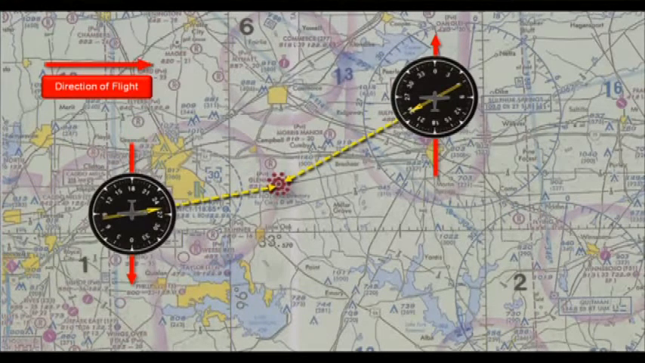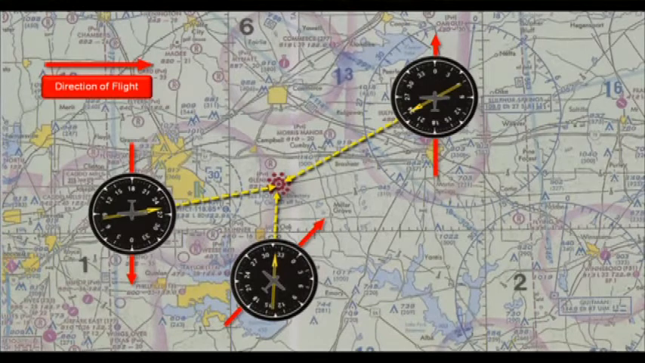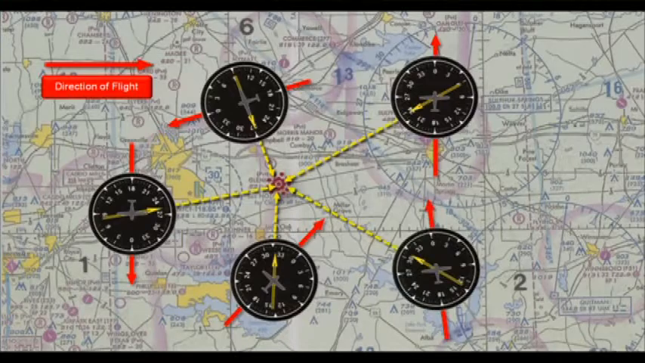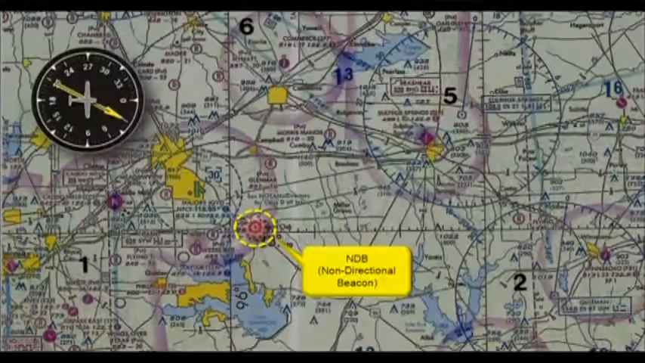Here it is heading northeast, and note that the needle again points to the station. This time it's heading southwest, and the needle points to the NDB. In the last example, it's heading northeast, and the needle again dutifully points to the station. Let's put this concept into motion.